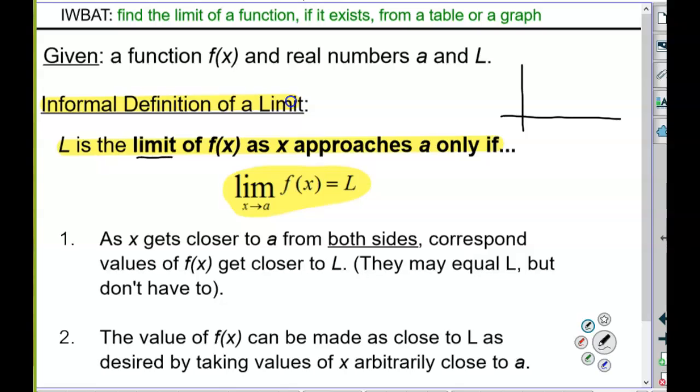All right. So this LIM, that stands for limit, right? Nothing special there. Well, what is f of x? F of x is our function. And when we say function, that means there's an x and y relationship. Now, functions can be graphs, they can be tables, they can be equations. So we can give this to you in many different ways.